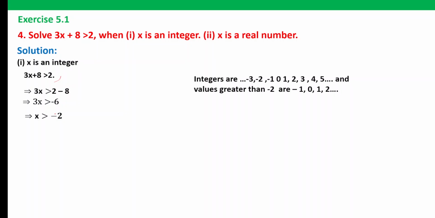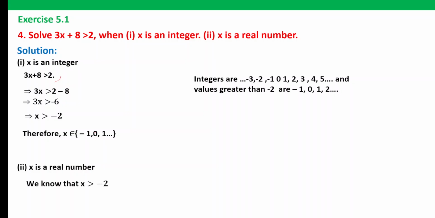So integers are from minus infinity to plus infinity. So the values greater than minus 2 are minus 1, 0, 1, 2, and so on. Let us solve subsection 2. x is a real number. We know that the value x is greater than minus 2. So therefore x belongs to from minus 2 to plus infinity.